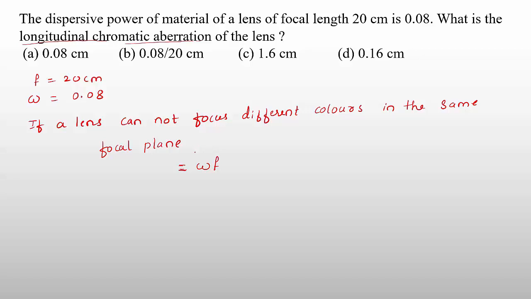We know that white light is split into 7 colors. If all the different colors are not focused at the same plane, then we can call it longitudinal chromatic aberration, which is given by the equation dispersive power into its focal length. Right. So omega into F, here omega and F values are given, 0.08 into 20 centimeter. So multiply these two values, we will get 1.6 centimeter. So 1.6 centimeter, that is option C is right.